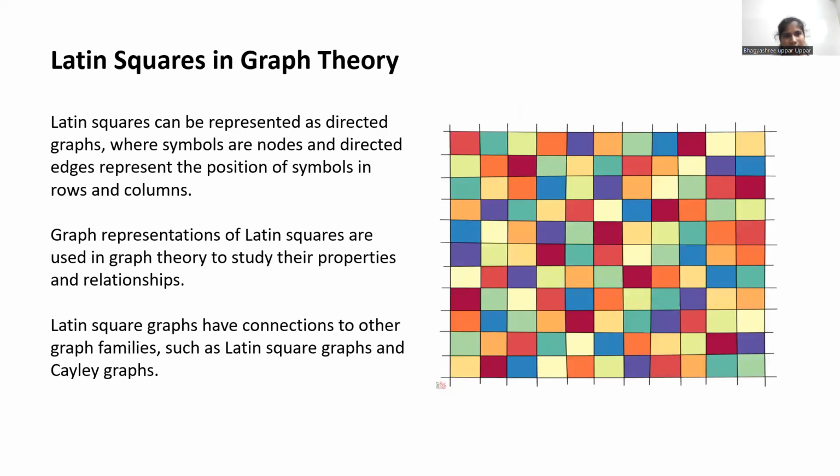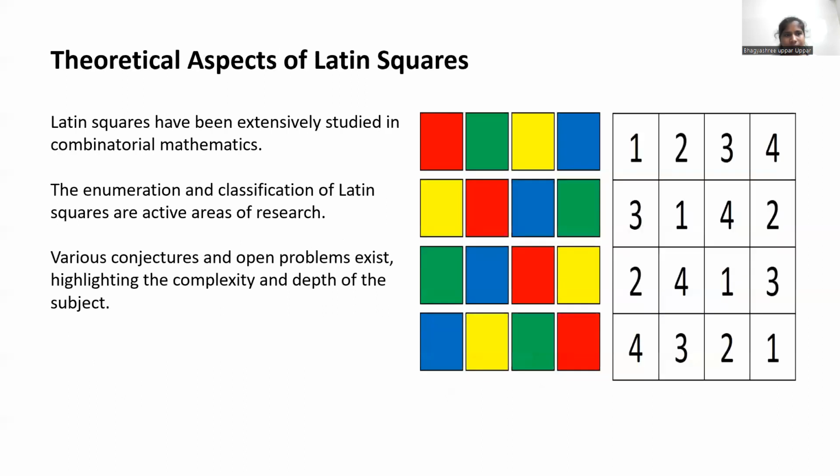Latin squares in graph theory. Latin squares can be represented as directed graphs where symbols are nodes and directed edges represent the position of symbols in rows and columns. Graph representations of Latin squares are used in graph theory to study their properties and relationships. Latin square graphs have connections to other graph families such as Cayley graphs.